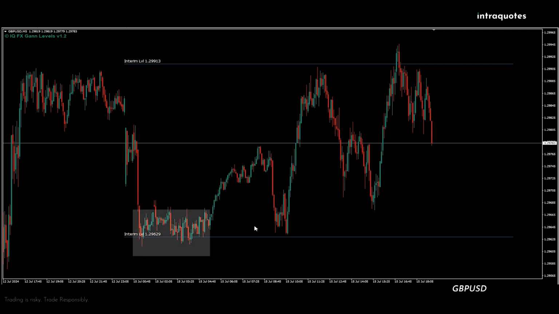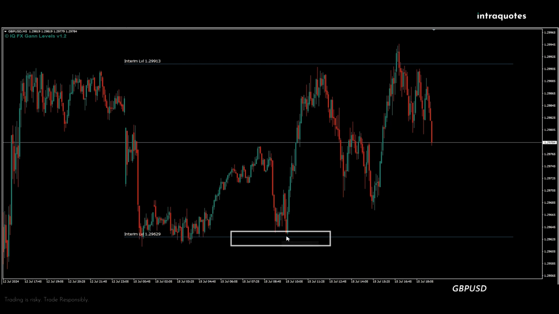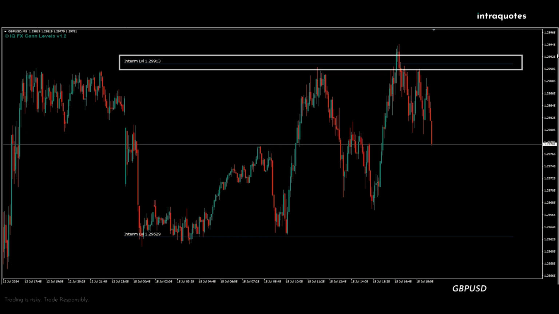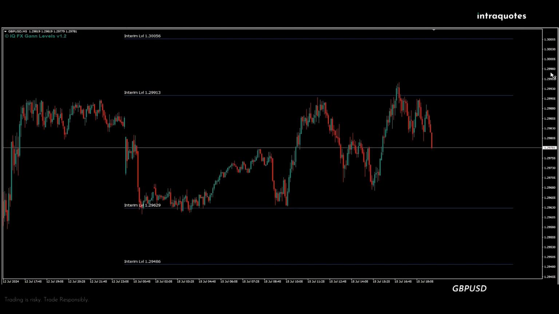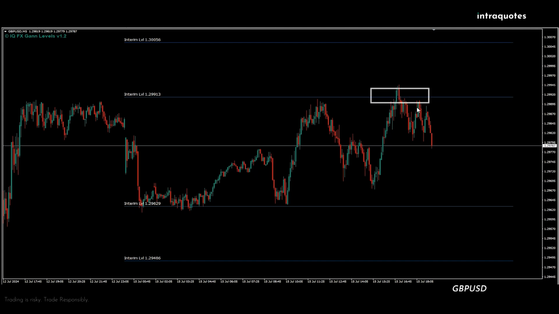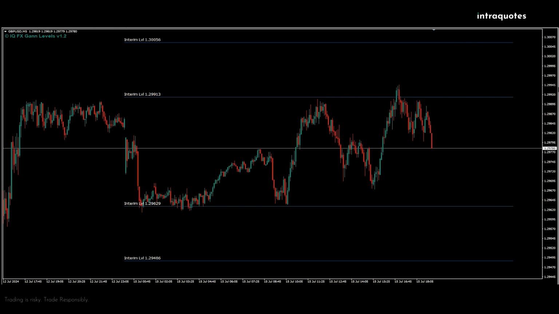Here we can see that the market has initially been in a range, but supported by this interim level. Then again, after hitting the same interim level here, 1.29629, it went directly up to touch the next interim level. That's approximately 30 pips right there. After getting resisted by the top interim level, now it is coming down and we can expect the market to touch this level again or reverse and touch the level above it. Currently, it is bearish.